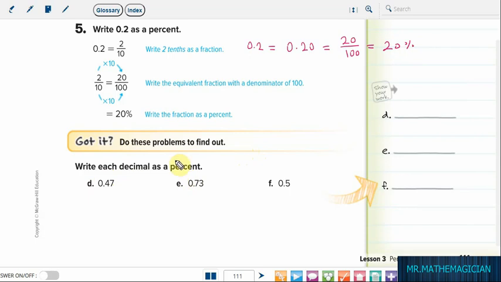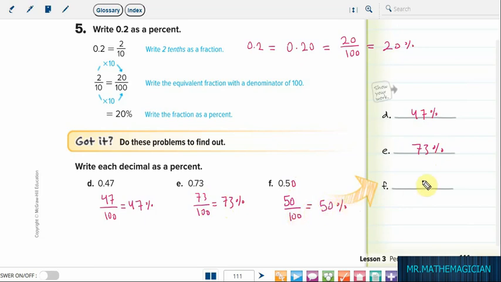Now write each decimal as a percent. For me, I prefer the over 100 method, so 0.47 is like 47 over 100, and it means 47%. 0.73 is like 73 over 100, and it is 73%. 0.5 is like 0.50, so it's like 50 over 100, and this will be 50%. Moving on.